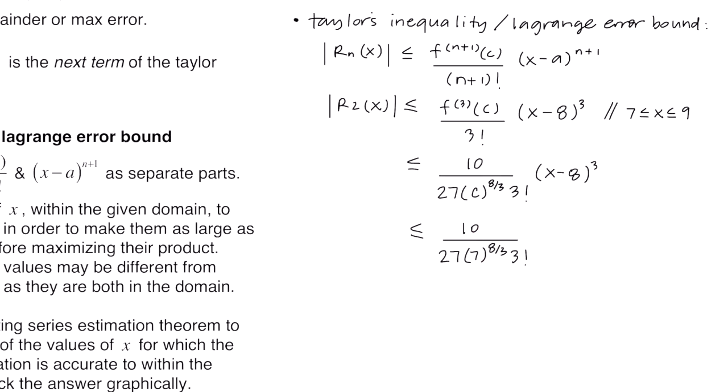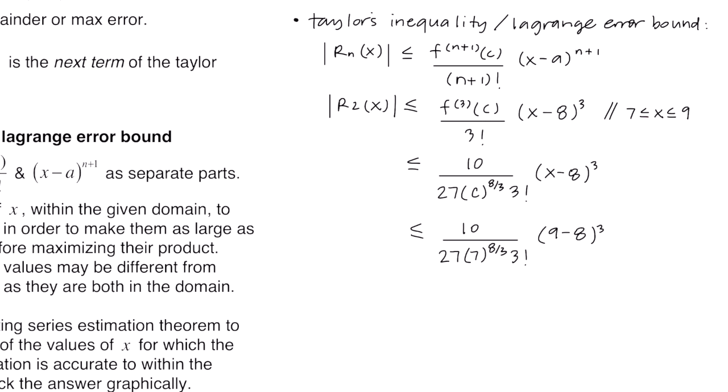So we have 10 over 27 times 7 to the 8 thirds times 3 factorial. One more time, just because of the specific problem where the c value is in the denominator, we chose the smallest value of this domain to keep this at its largest value. If this c value was in the numerator, we would have picked the largest value, which would have been 9. Over here, this is a separate part. It's in the numerator technically, so we want to pick the largest value, so we're going to plug in 9.